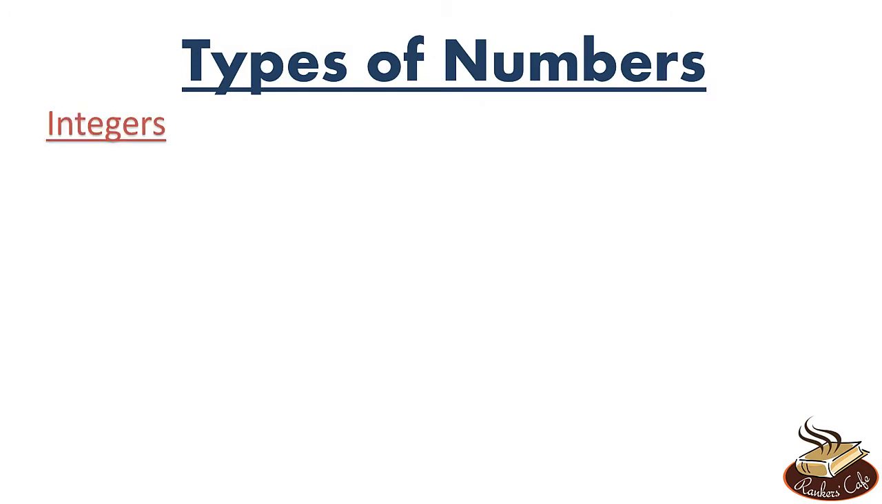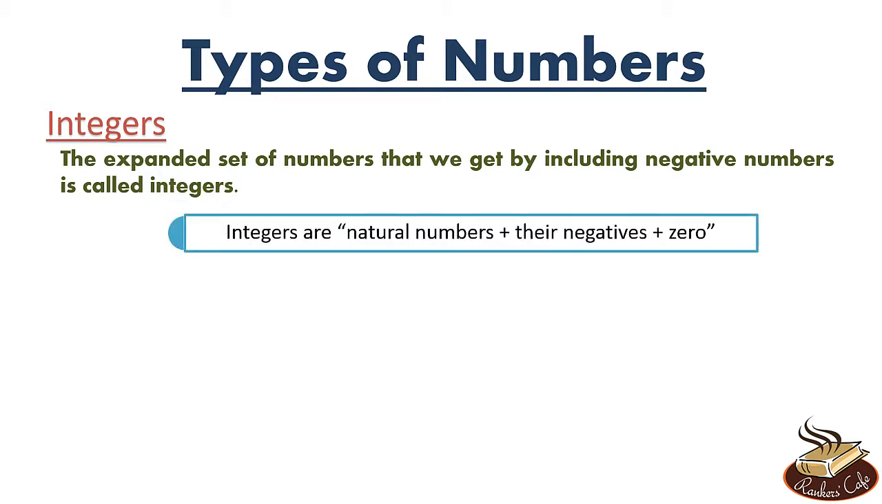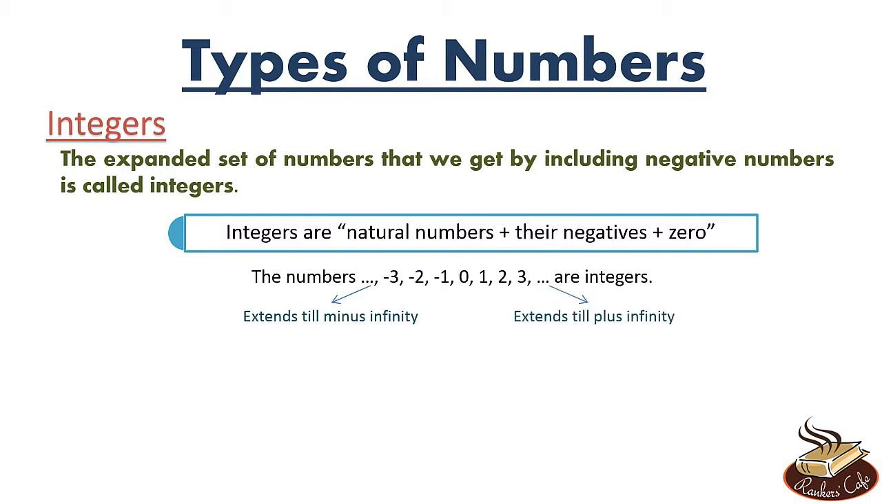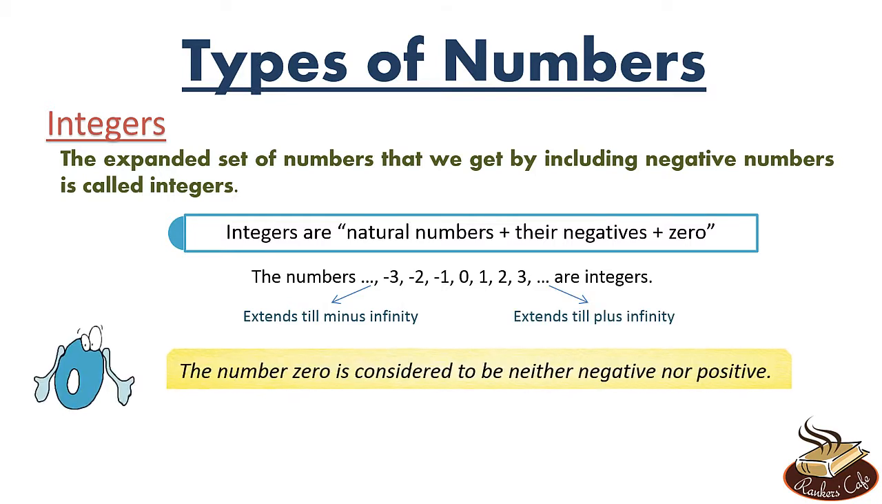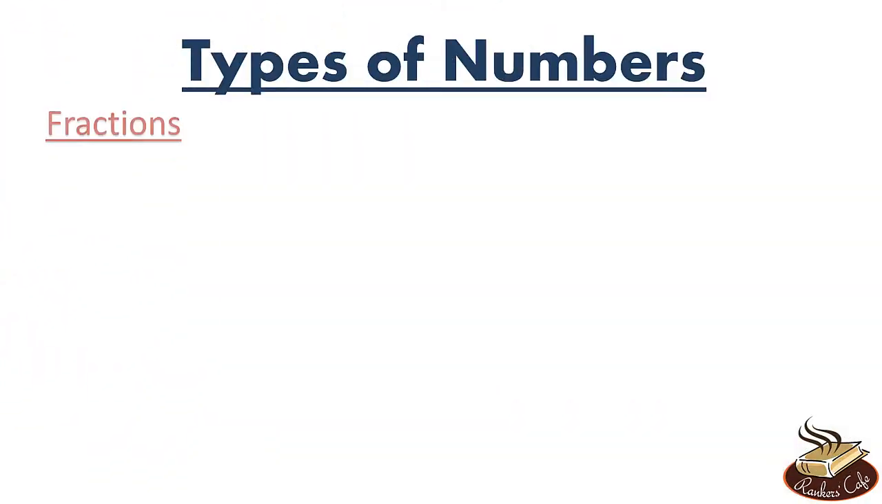Then we move on to integers. The expanded set of numbers that we get by including negative numbers is called integers. Thus, integers are natural numbers plus their negatives plus the number 0. So the numbers, let's say -3, -2, -1, 0, 1, 2, 3 and so on are called integers. The integers extend on both sides till minus and plus infinity. It's important to note that the number 0 is considered to be neither negative nor positive. Then we have fractions. A fraction represents a part of a whole, or more generally, any number of equal parts.